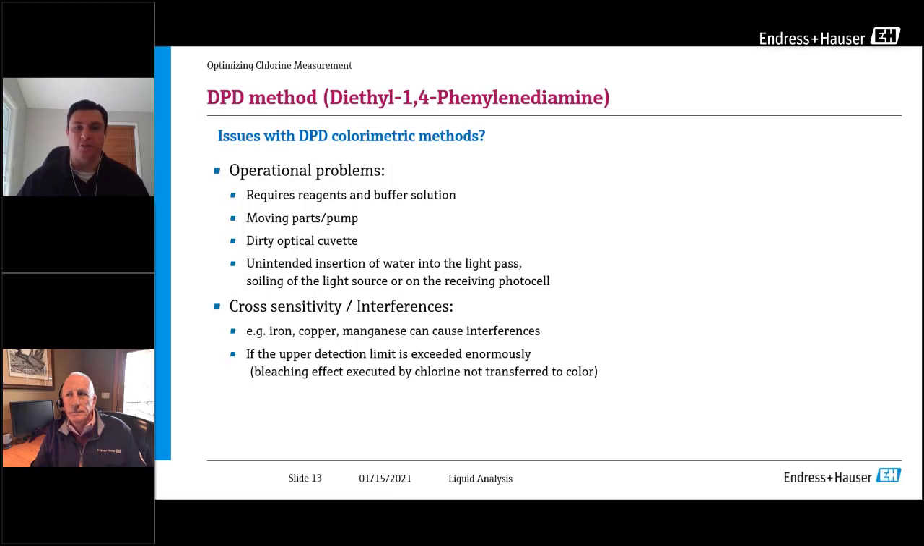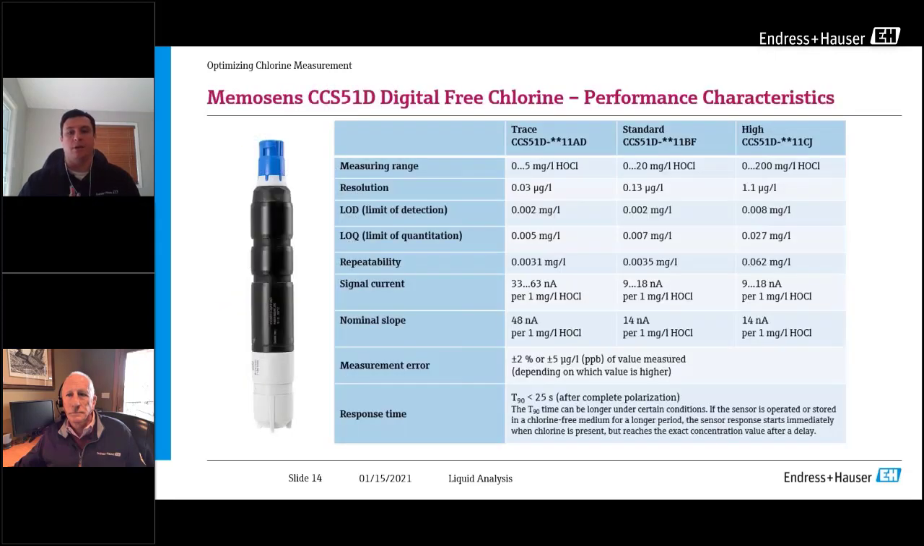All right. Thank you, Leslie, and thank you, Steve. So Steve went over a lot of the differences between the amperometric and the colorimetric versions of how to get your chlorine measurement. Here at Endress+Hauser, we have an amperometric system that we use. And I know there's a lot of information on this slide. What I really want you to take away from it is we do have a digital free chlorine sensor that's amperometric based. And we have it in 3 versions: a trace version from 0 to 5 milligrams, the standard, which is 0 to 20, and then the high version, which is 0 to 200.